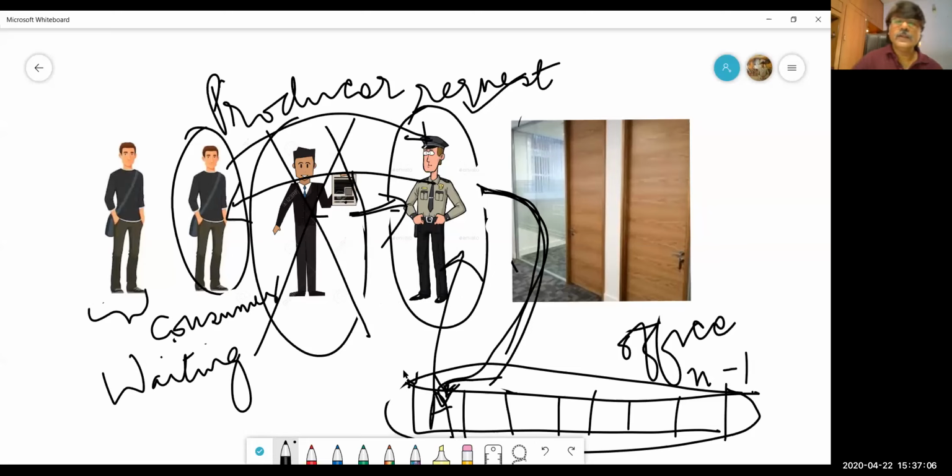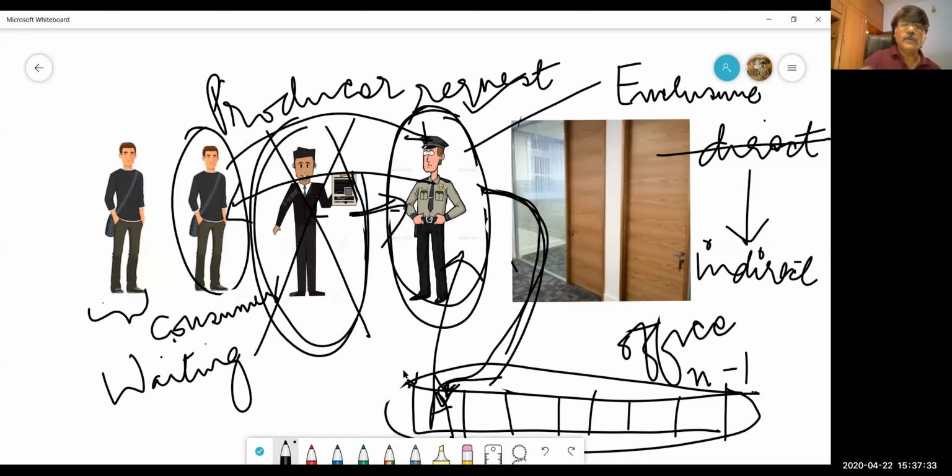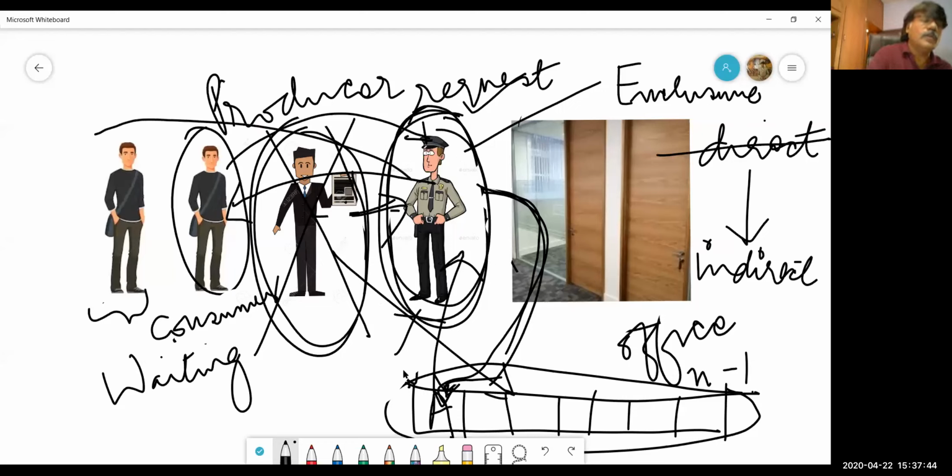So this way, this mechanism is performing two things. One is exclusive access. Only one person can access the buffer, but the access to the buffer is not direct, it is indirect. Direct access was given by the semaphore. So now only one process can use the buffer, but it cannot use it directly. It has to use it indirectly through the security guard. This security guard is what I call the monitor.